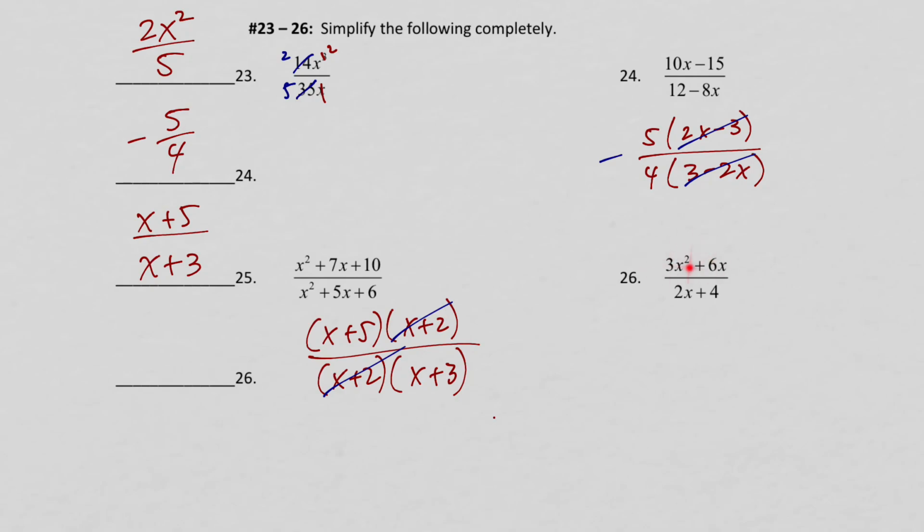I'm going to factor this by taking out the GCF, which is 3x. And we're left with x plus 2. I'll factor the bottom by taking out the GCF of 2. We're left with x plus 2. And so these cancel, and our final answer is 3x over 2.